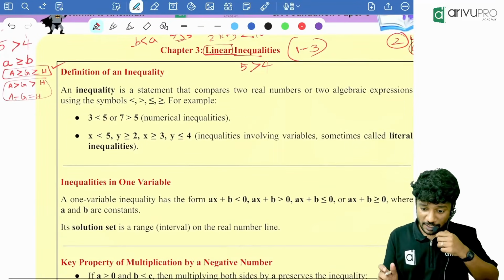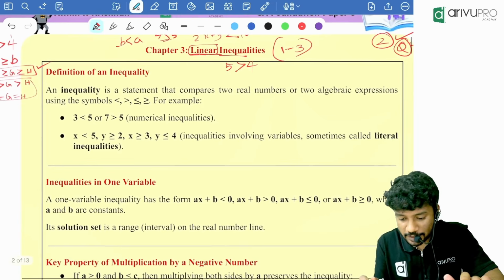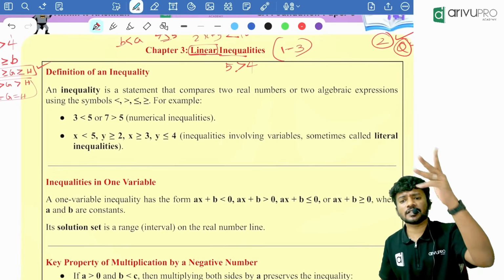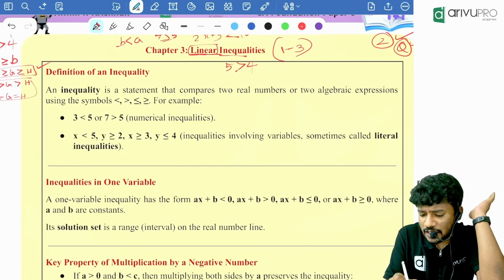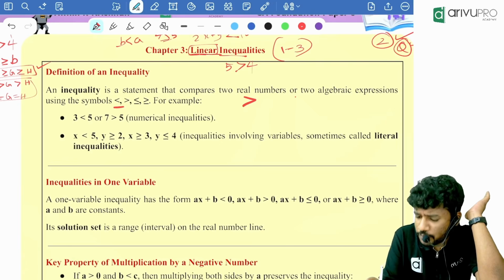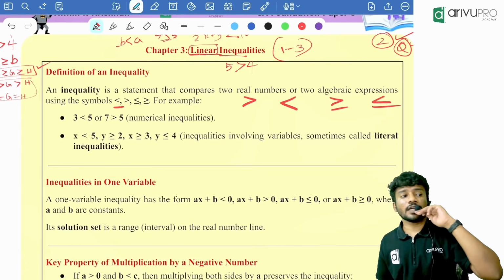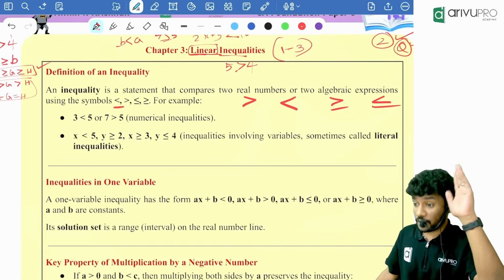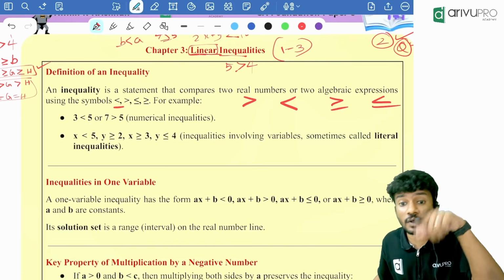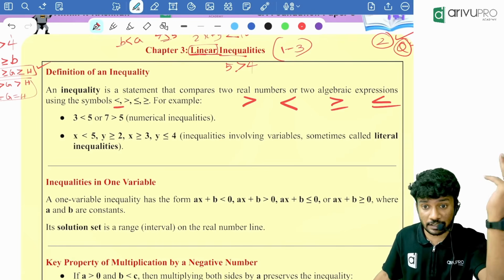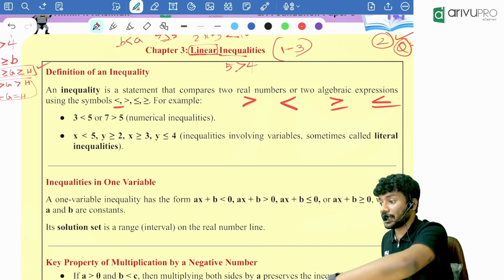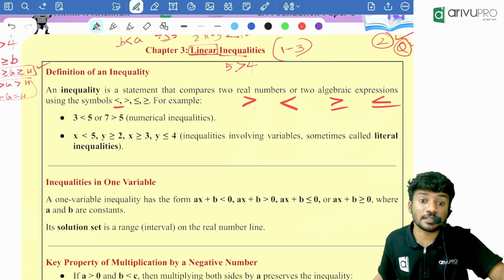Everyone, definition of inequality. Inequality means what? They will be comparing two quantities with symbols like greater than, less than, greater than or equal to, or less than or equal to. That means whenever our quantities or the given things are not equal, we will say that either they will be greater than or they will be less than. In certain cases, they can be greater than or equal to.